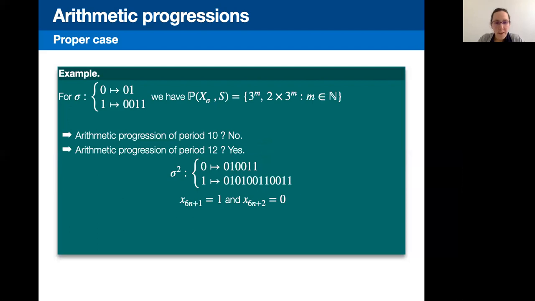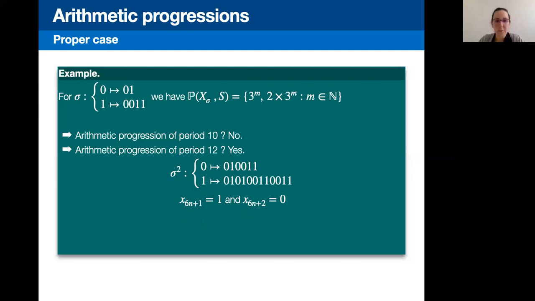So we have two constant arithmetic progressions with period 6, and we can conclude that we have four arithmetic progressions of period 12. Here, this one can be separated into x12n plus 1 and x12n plus 7. And here we have x12n plus 2 and plus 8. And so in the proper case, we know that we can have a power of sigma where the images of letters are multiples of our essential period.